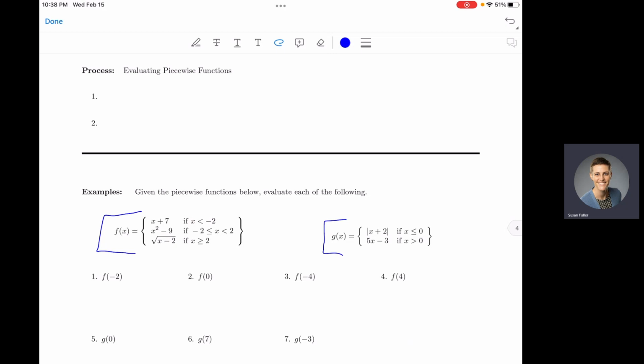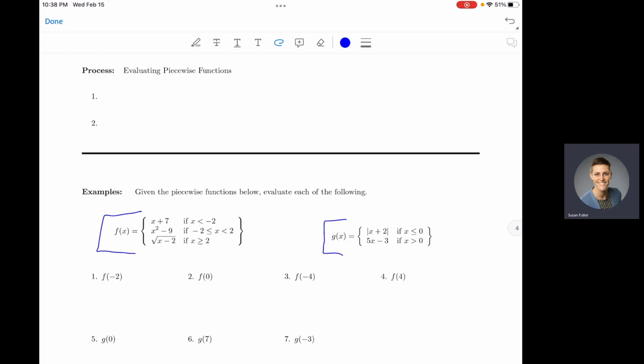Now, we won't be graphing these this time. This is about evaluating them. So if we're given an x value, how do we know which function to plug it into? The good news here is that we're only going to be dealing with one piece at a time.